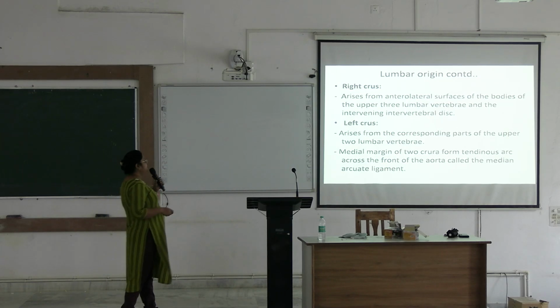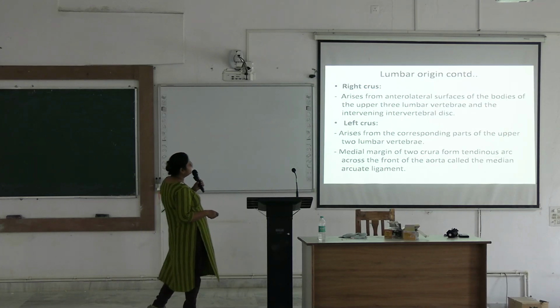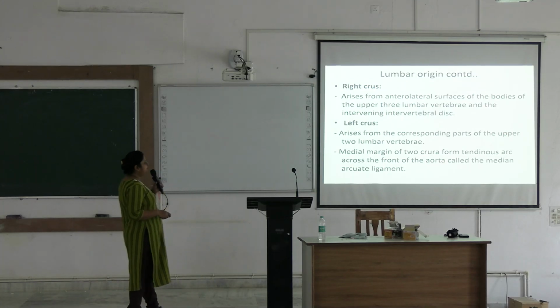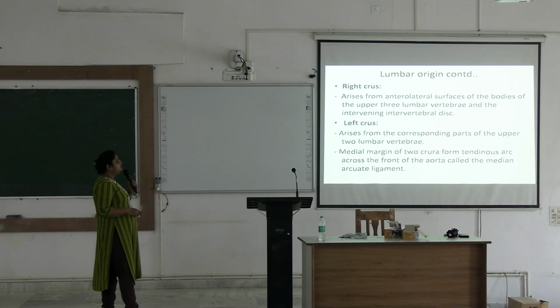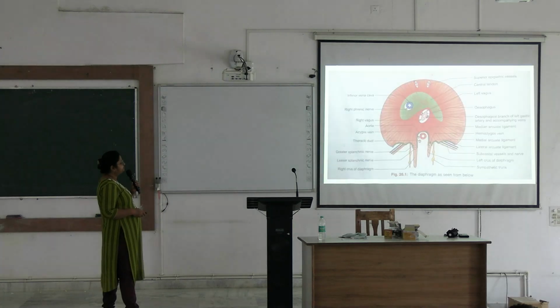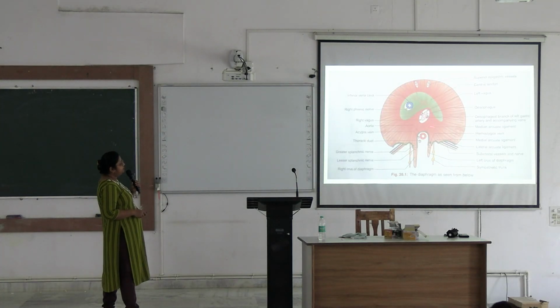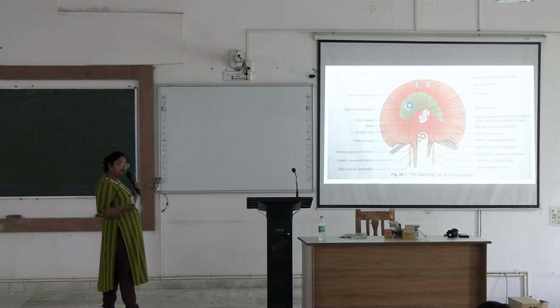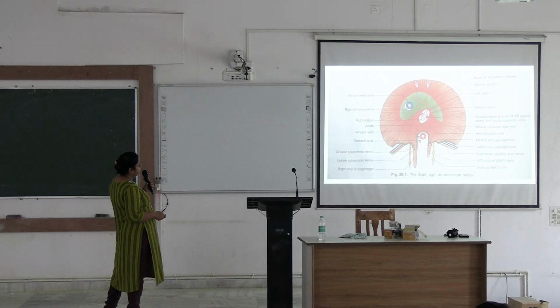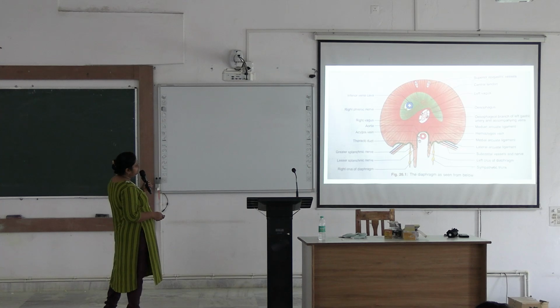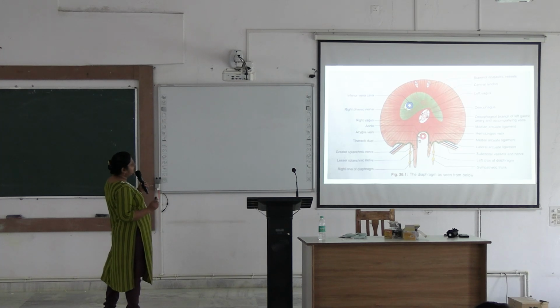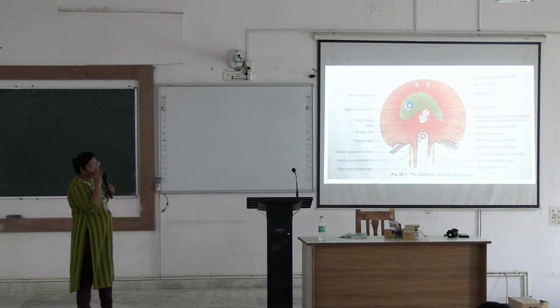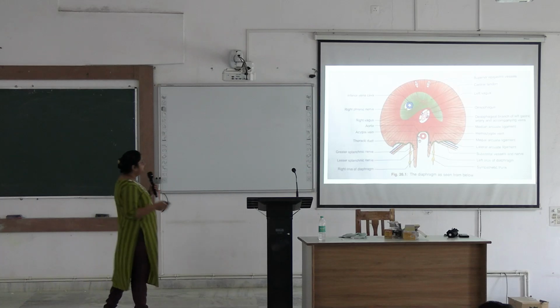The medial margins of the two crura form a tendinous arch across the front of the aorta called the median arcuate ligament. Here is the median arcuate ligament, which forms part of the aortic opening. These are the medial arcuate ligament, and here is the lateral arcuate ligament. And you see the structures passing through these openings.